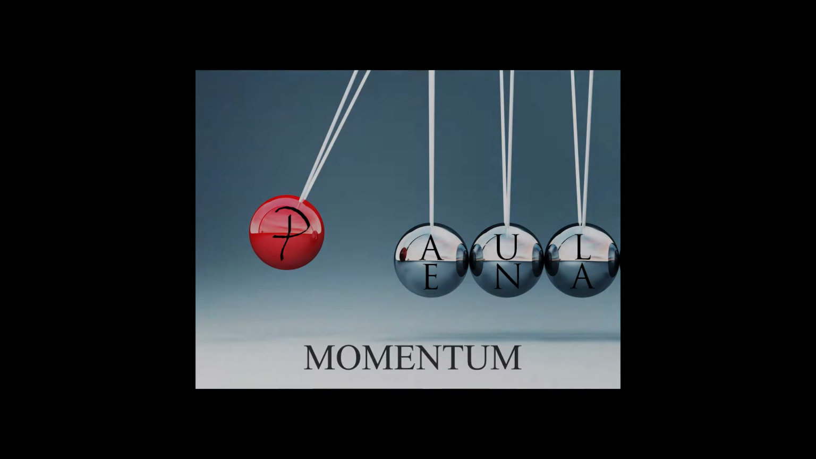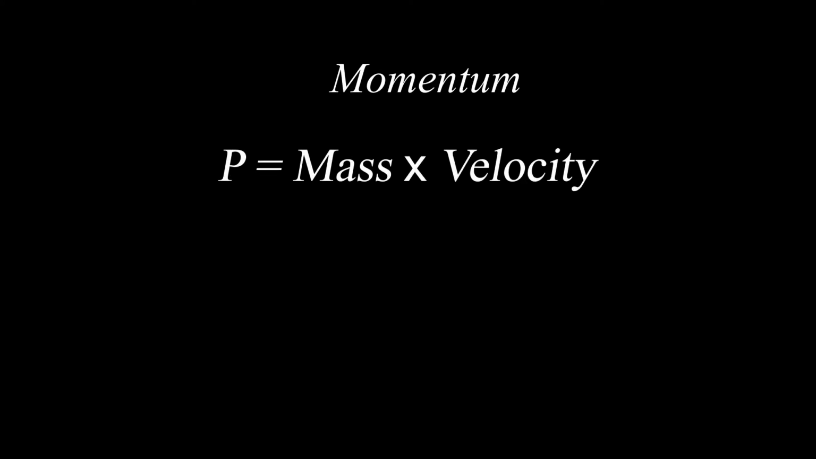My name is Paul Pena, and today we'll be talking about momentum. Now, momentum is a product of mass times velocity, represented by the letter P, where mass is measured in kilograms and velocity is measured in meters per second.